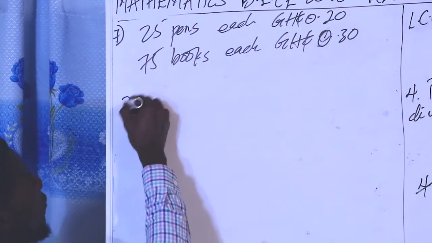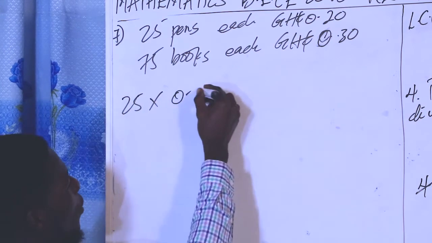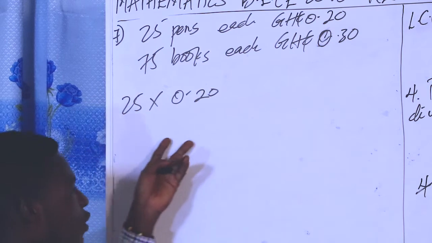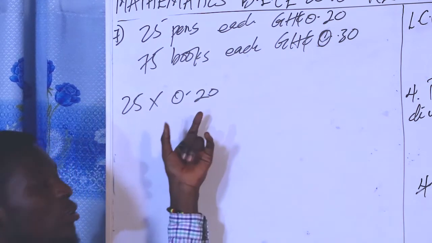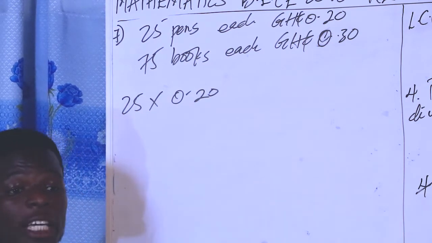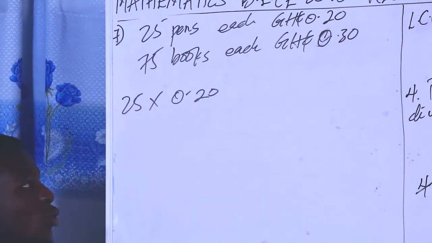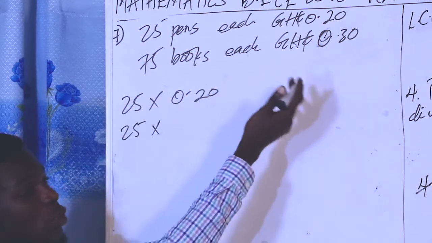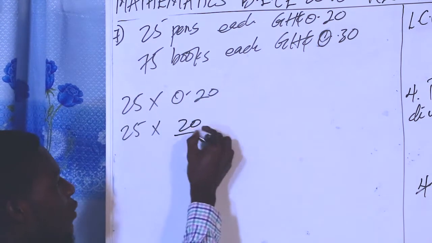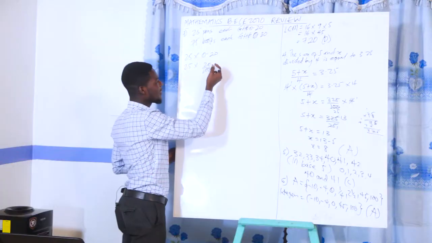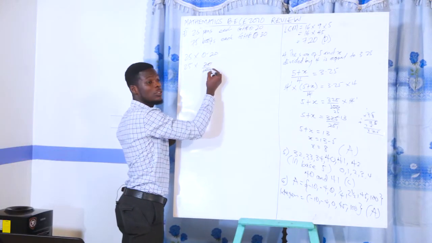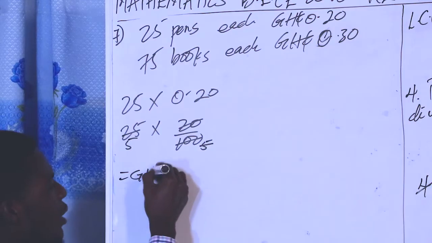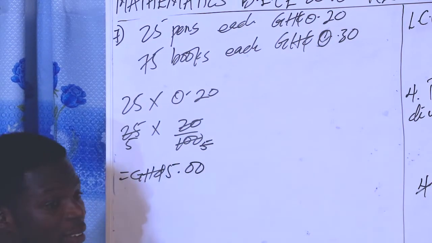So let's go. 25 pens times 0.20. Like I said, decimal solving gets a little complex, so I prefer you change it to fraction to make it easy for you. If you also like to solve with decimals, you can still go ahead. So you have 25 times 0.20 in fraction is 20 over 100. You do your cancellation. 20 will go into 100 5 times. 5 will go into 25 5. That will give us a total of 5 Ghana cedis.